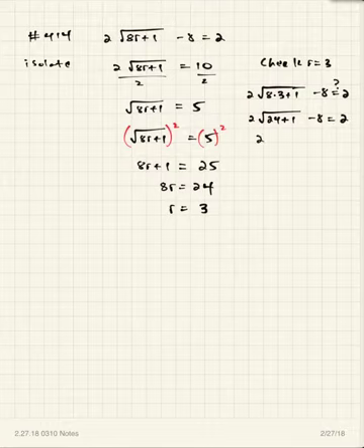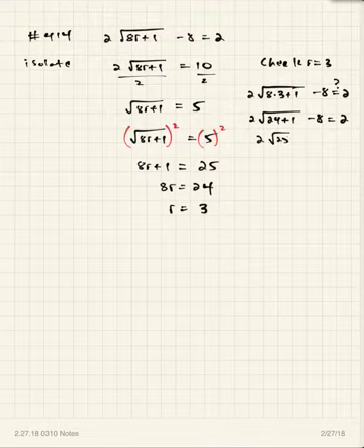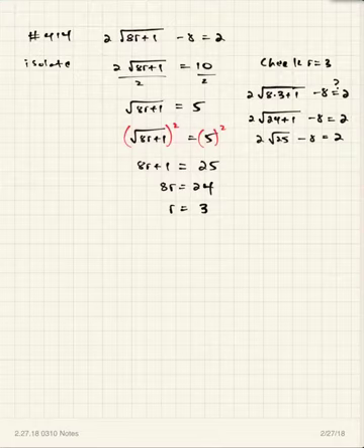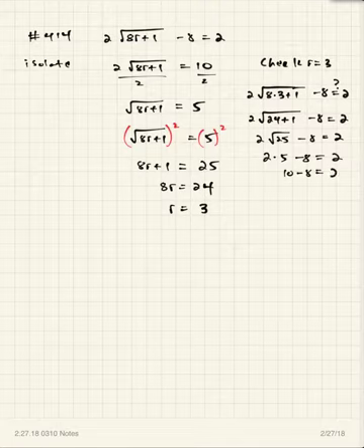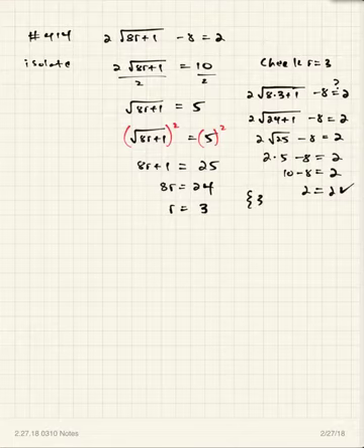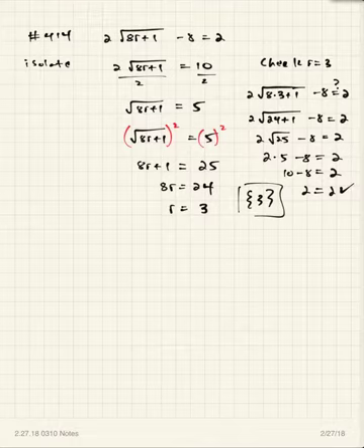Square root of 24 plus 1 is the square root of 25. And so that gives us 2 times 5 minus 8 equals 2. 10 minus 8 equals 2. And sure enough, you get 2 equals 2. And so r equals 3 is a solution to this equation. All right, that's our solution set. So I just wanted to point out a problem where you had to do some division to go ahead and solve the equation.